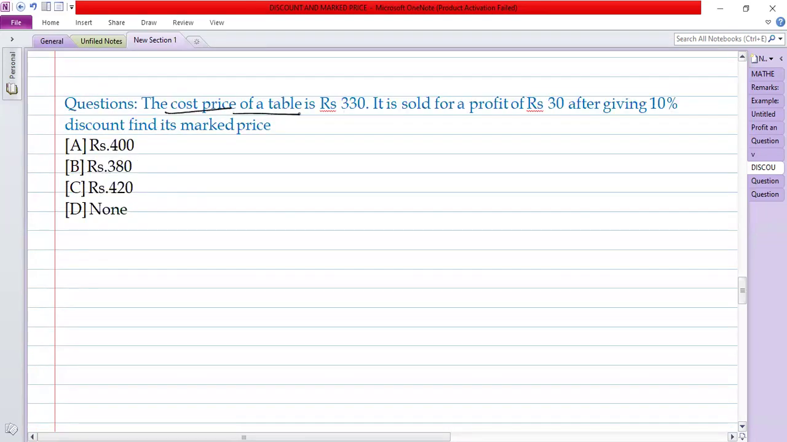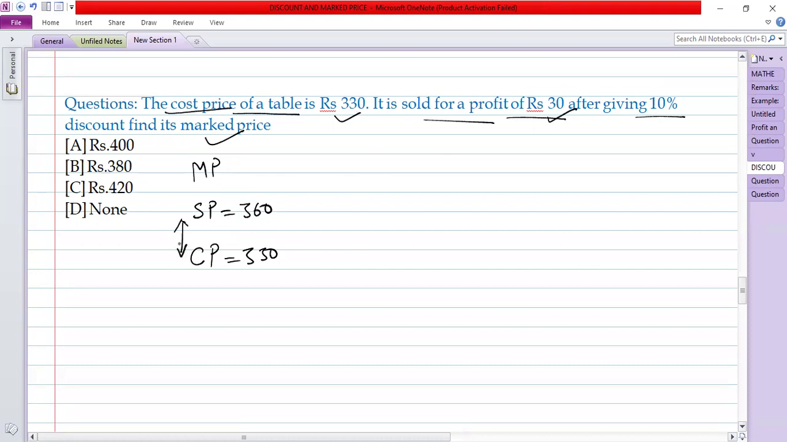The cost price of a table is rupees 330. It is sold for a profit of rupees 30. After giving 10% discount, we have to find the marked price. So once again, we have cost price, selling price, then marked price. Here the cost price is given to be 330, and obviously if it is sold for a profit of rupees 30, then the selling price must be 360. Because this difference is the profit.